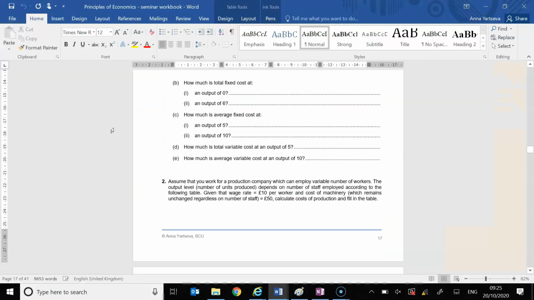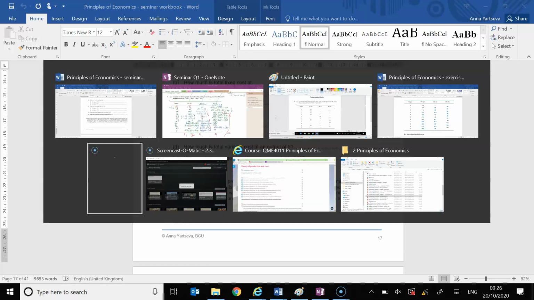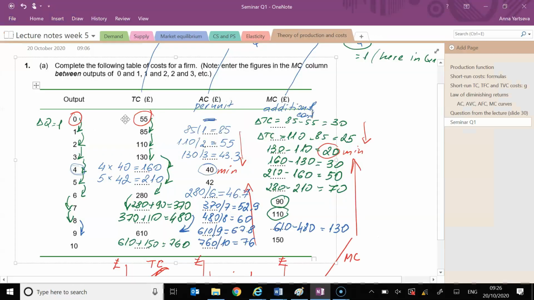There were a few questions here based on this particular topic. And the first question was, how much is total fixed cost for different levels of output, when output is 0 and when output is 6? Any ideas? Does anyone have any ideas about how much total fixed cost would be when output is 0? Very simple. Let's have a look at our table. When output is 0, total cost is equal to 55.